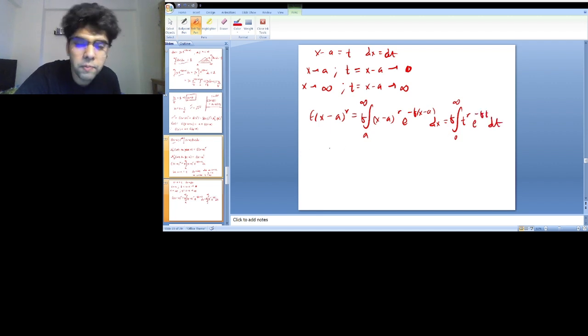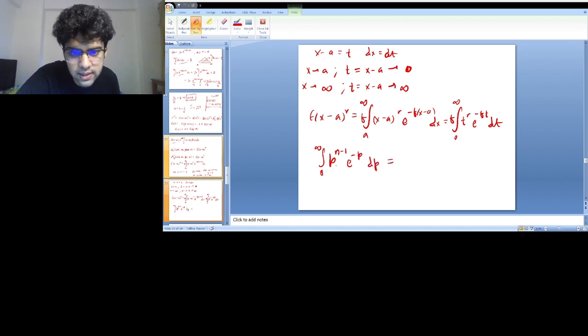Now in the previous video I explained what the gamma integral is. The form of the gamma integral is 0 to infinity. Whenever we have 0 to infinity and a variable, let me take p as the variable here. Whenever I have p to the power n minus 1 and e to the power minus p dp, then this is equal to gamma n, which is n minus 1 factorial.